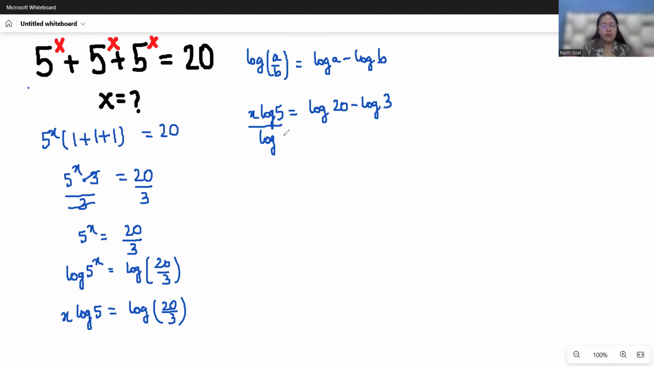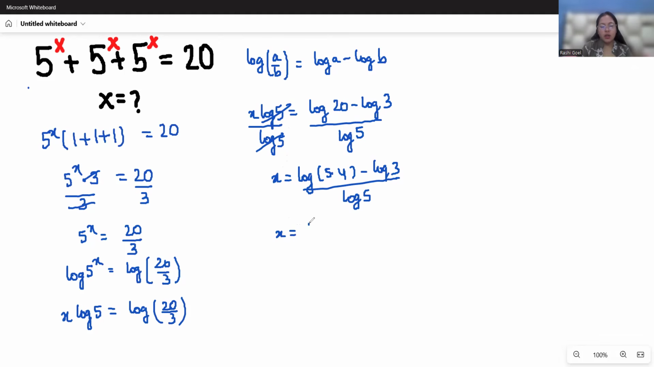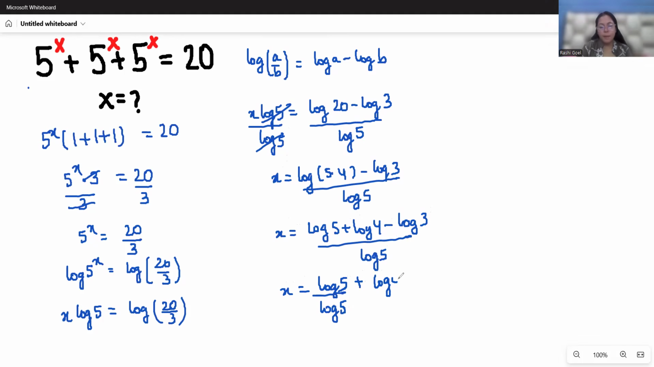If I divide both sides by log 5, so this will cancel out. So x = (log 20, we can write it as 5 times 4, minus log 3) by log 5. So x = (log 5 times 4 is log 5 plus log 4, minus log 3) by log 5. So x = log 5 by log 5 plus log 4 by log 5 minus log 3 by log 5.